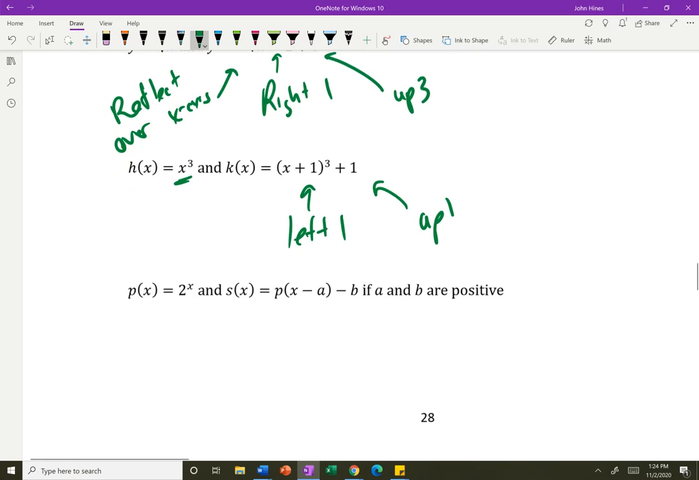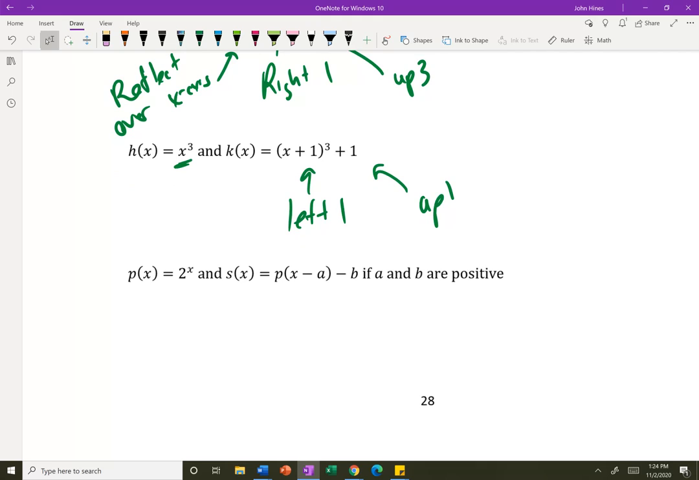Done. If p of x equals 2 to the x, and this new function s of x equals p, so take the p function and do what to it? Well, I need to go right a, because remember, opposite, and then down b. Direction and how far? Direction and magnitude. How far do I go and which way?